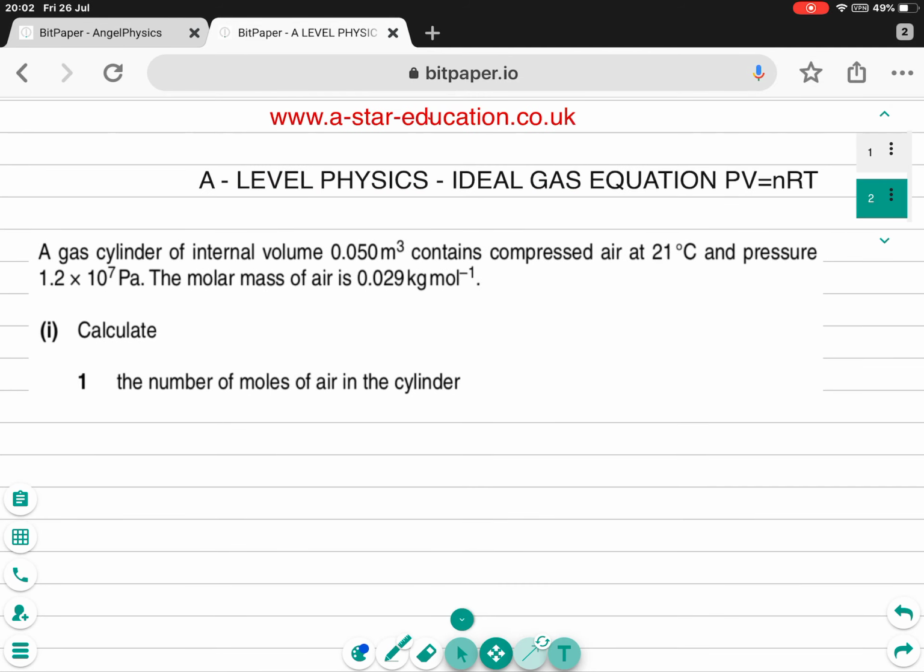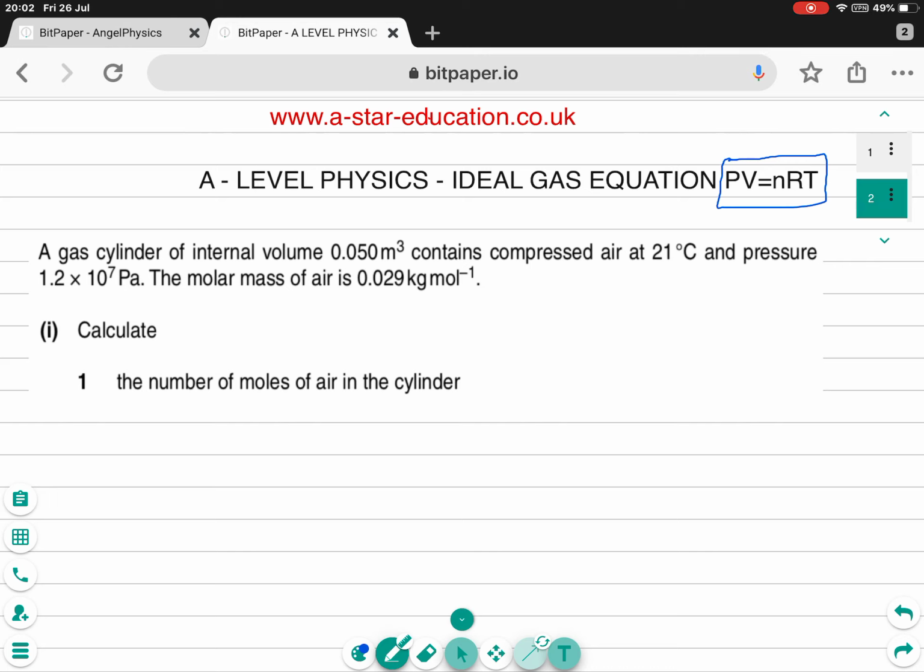Here's a typical A-level question where we're told about the amount of gas in a cylinder. We're told its temperature, its pressure, and the volume, and something called the molar mass. Let's have a look at the ideal gas equation first of all. This is the ideal gas equation: PV is equal to nRT.